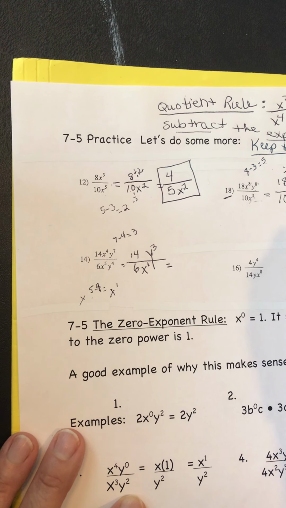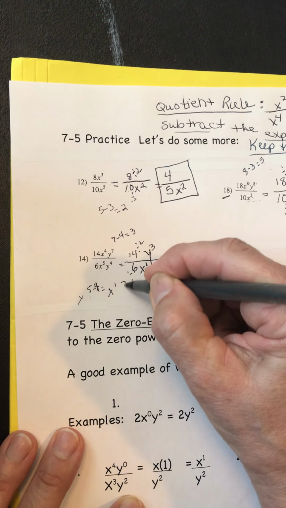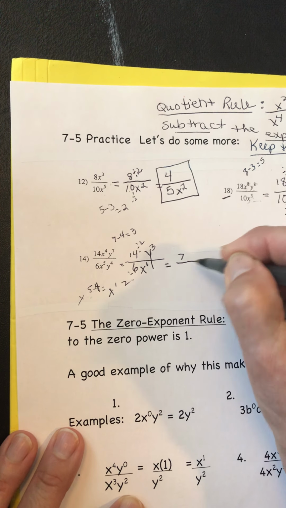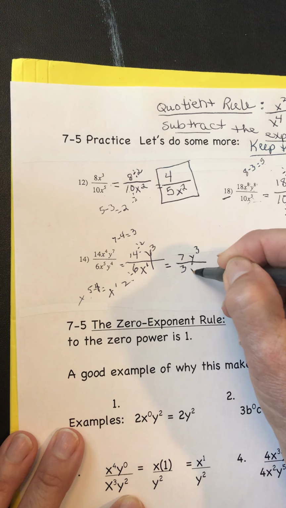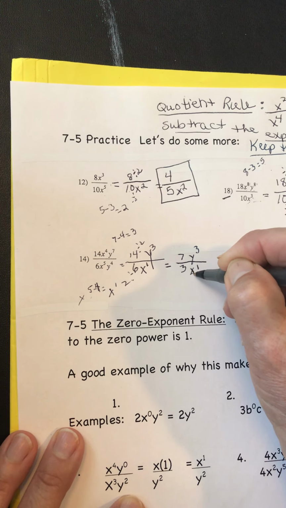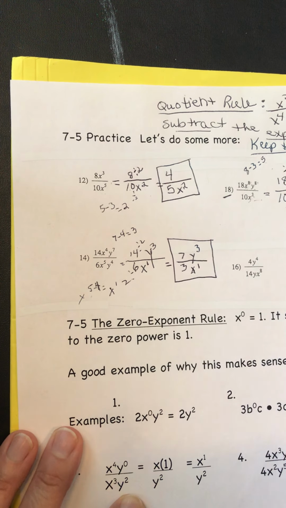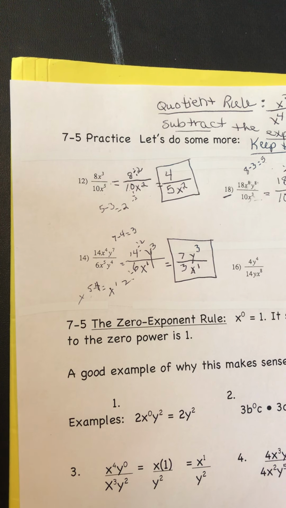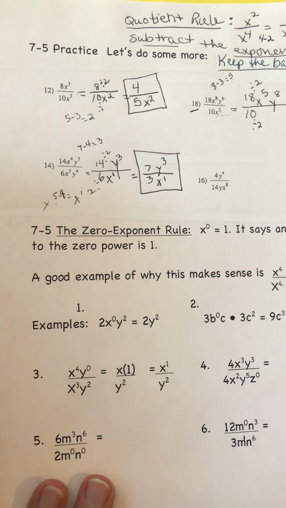Now I am ready to reduce my fraction. Again, I'm dividing it by 2. I get 7 thirds, y to the third up top, and x to the 1 on the bottom. If you're behind at all, please feel free to put it on pause, and we'll go from there. I'm going to switch over now to our next part, and it says the zero exponent rule.